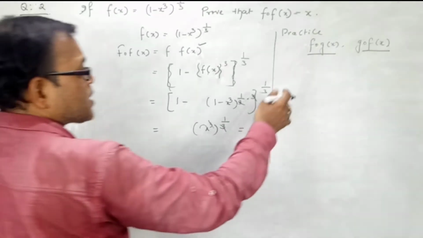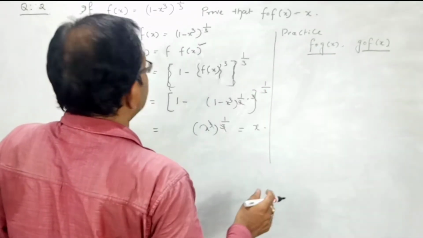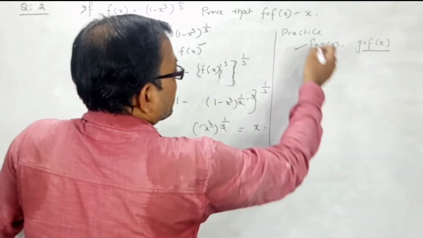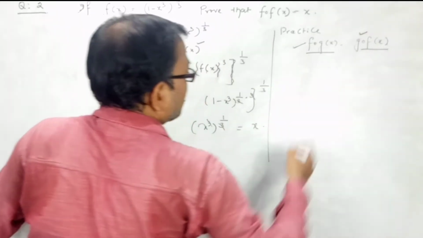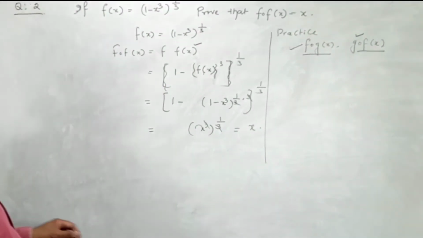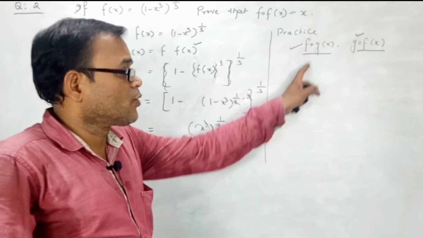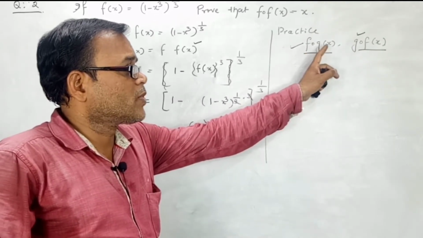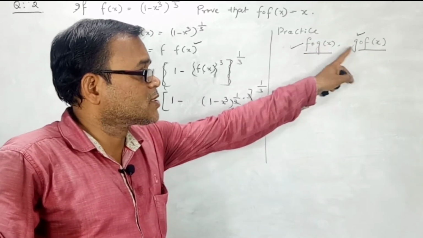In order to get the 3 marks, the 3 marks question from functions may be from f o g of x and g o f of x. We have to practice these two questions, taking two different functions. You have to prove f o g of x and g o f of x.